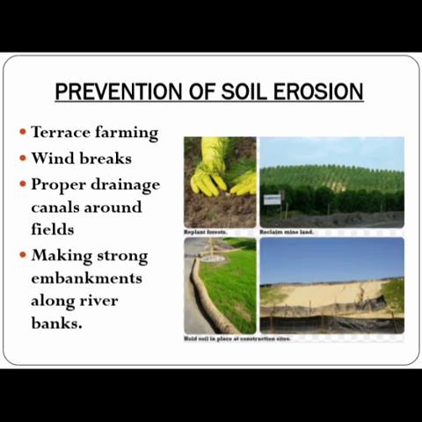By the way, how can we prevent soil erosion? By practicing terrace farming and wind breaks, and building proper drainage canals around the fields, so that it collects all the water instead of causing soil erosion. You can see it in the picture. Also making strong embankments along river banks. So these are all the prevention methods for soil erosion.